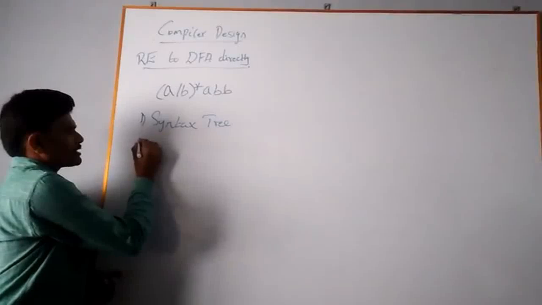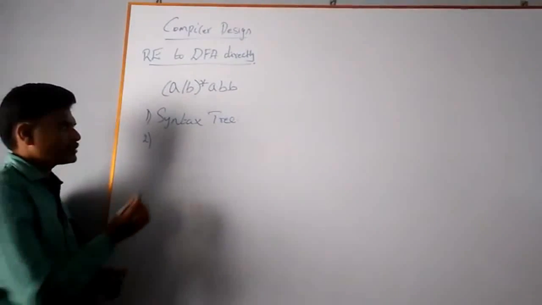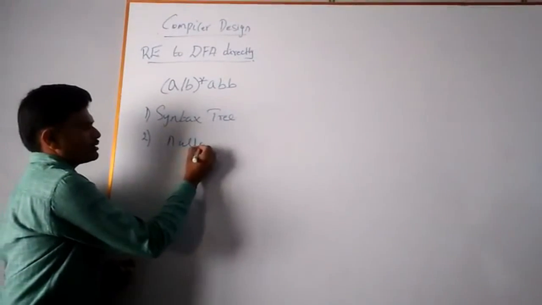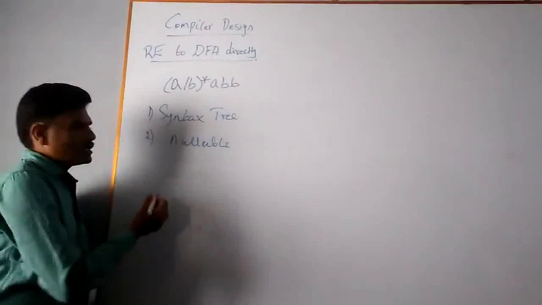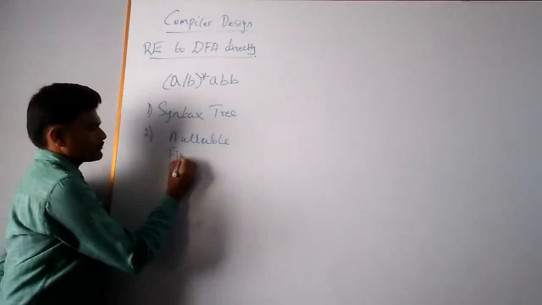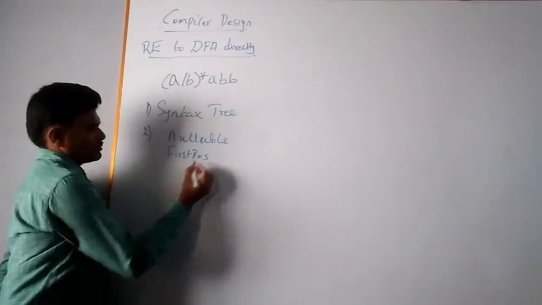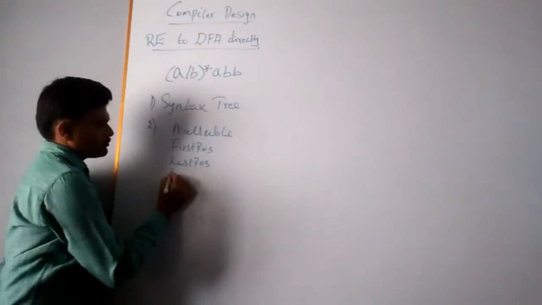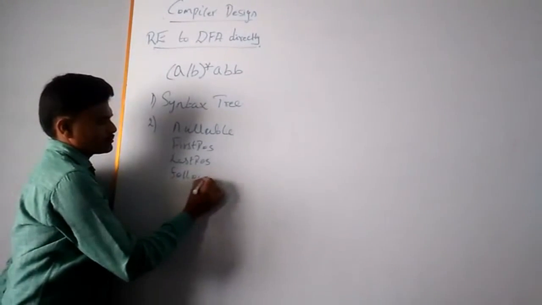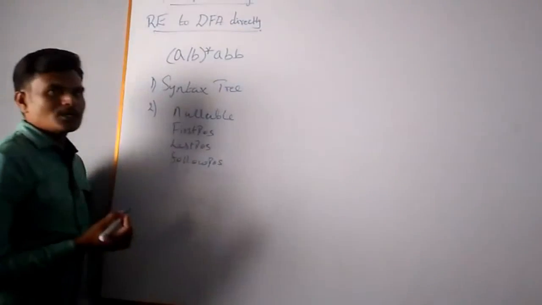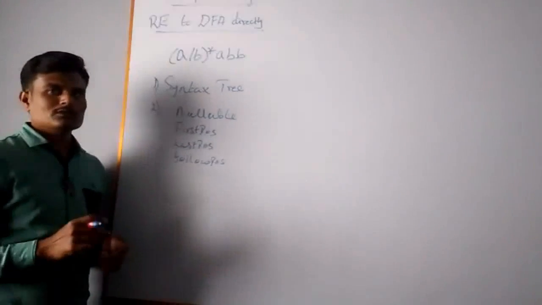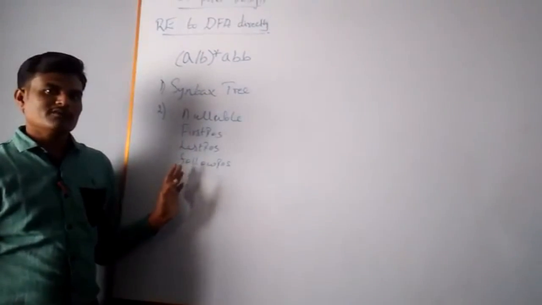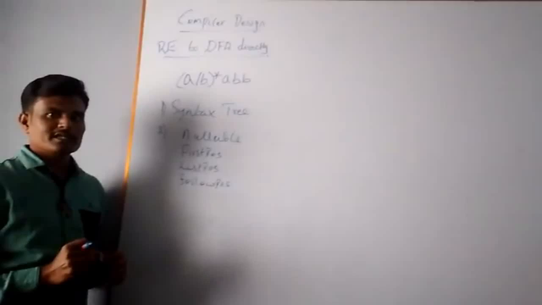After constructing the syntax tree, we have to find four functions. First we have to find the nullable of a particular node, and then the first position. Next we have to find the last position of a node, and then the follow position of a node. After finding all these four, we get values, and based on that we construct the direct DFA.